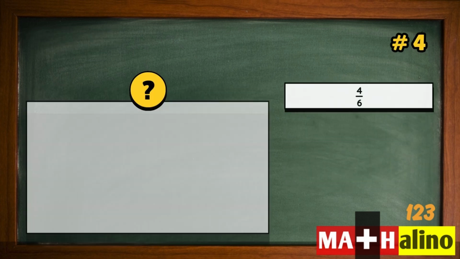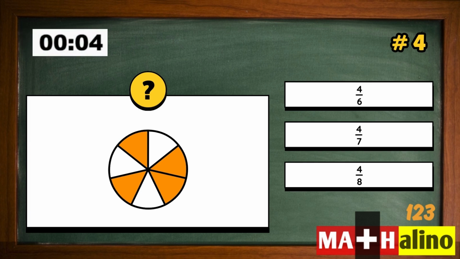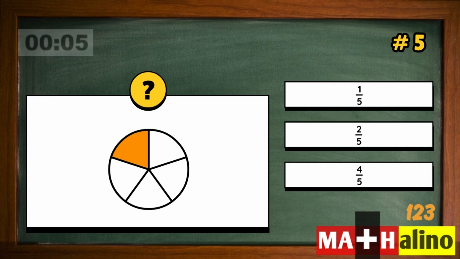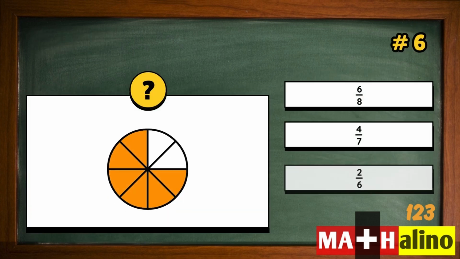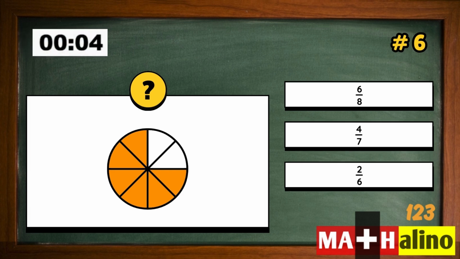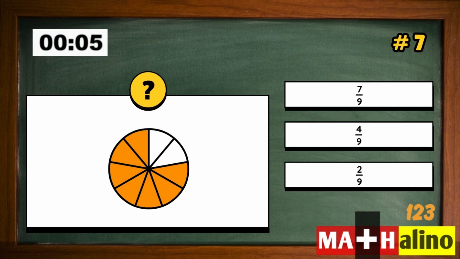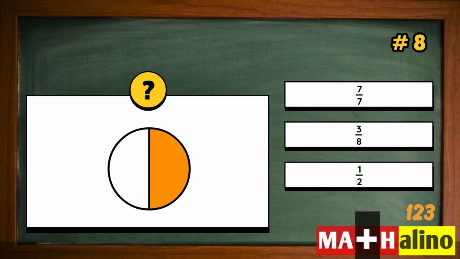One-fourth. Number 4. Four-sevenths. Number 5. One-fifth. Number 6. Six-eighths. Number 7. Seven-ninths. Number 8.